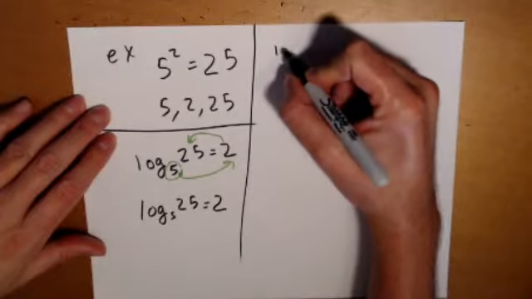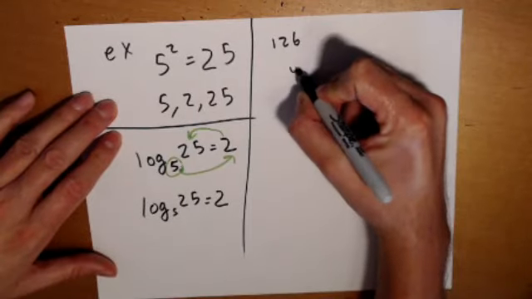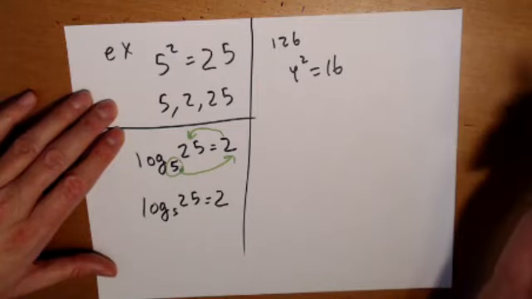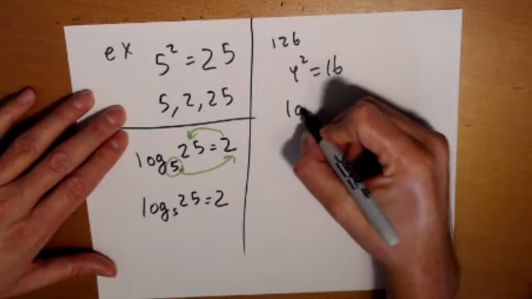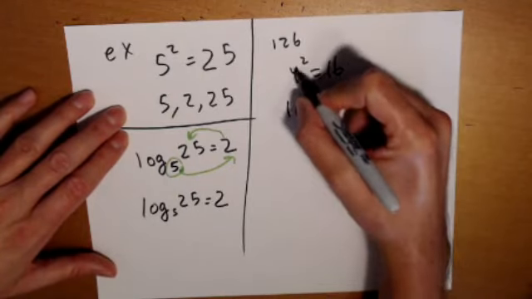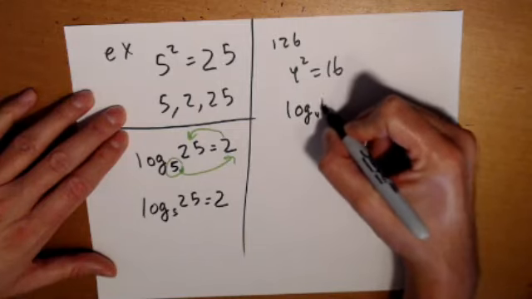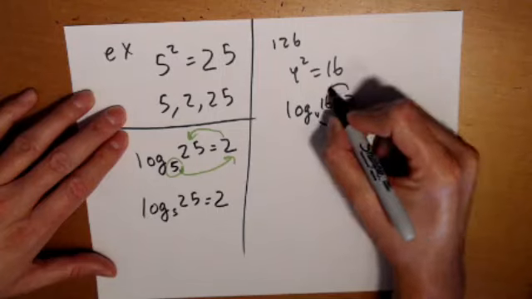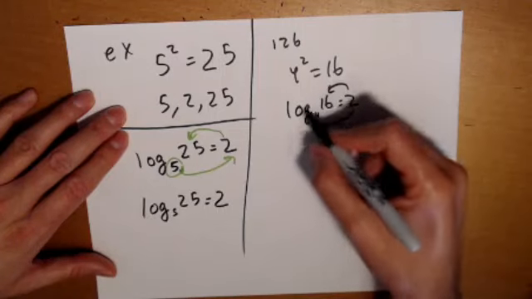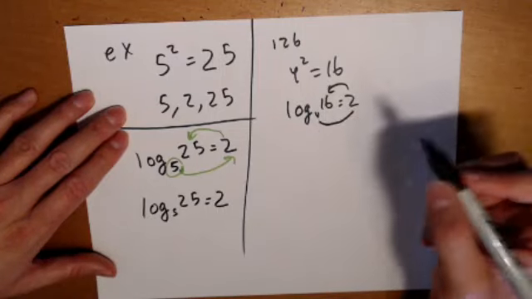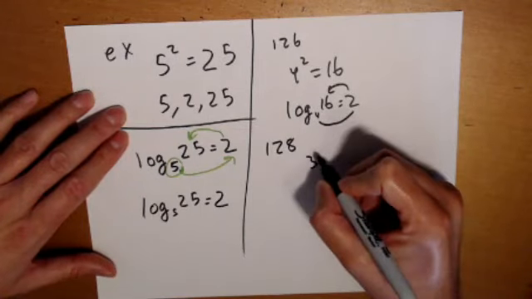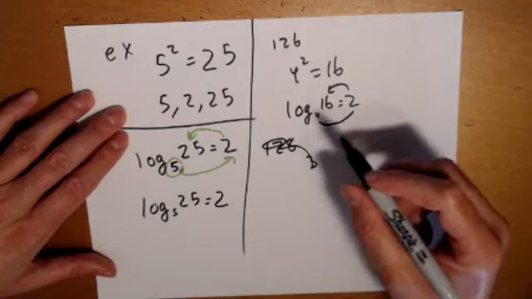Okay, so here's 126. They say 4 squared is 16, and they say it's an exponential form. Please write it in logarithmic form. Okay, so log, the base of 4, 16, 2. 4 to the second power is 16. Okay, cool. So log base 4 of 16 equals 2. That's it. One more? Sure. Well, that's a silly one.